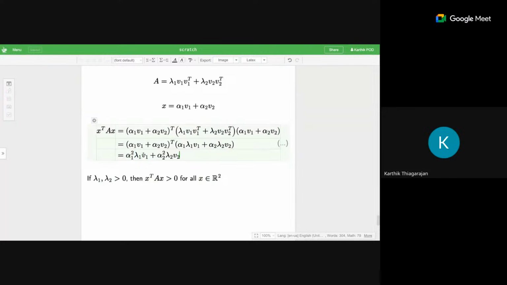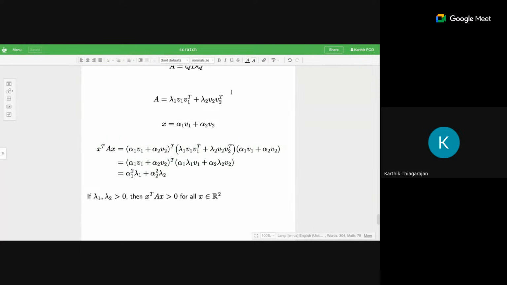Wait, once again, I made a mistake. So this v1 will not be there. So this v1 transpose v1, correct. So this is a scalar. If lambda 1 and lambda 2 are positive, then x transpose Ax has to be positive for all x in R2. So that's how we show that.